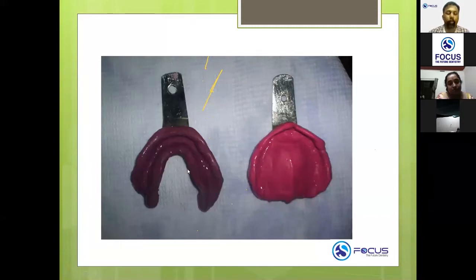Okay. The primary impression which we take with the impression compound is a typical example for the mucocompressive impression technique.